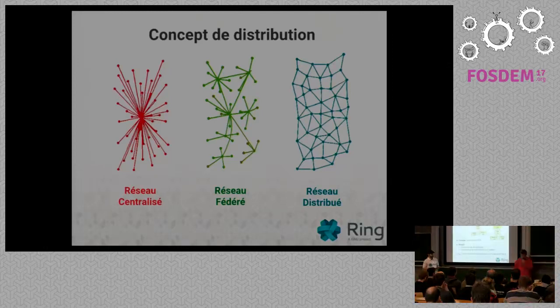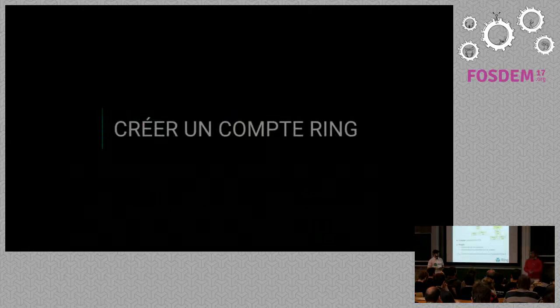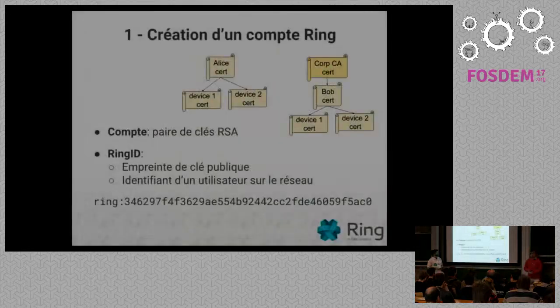So Ring is based on a certificate chain. When you create a new Ring account, you basically generate a new RSA key pair. This is the base of identity management in Ring.